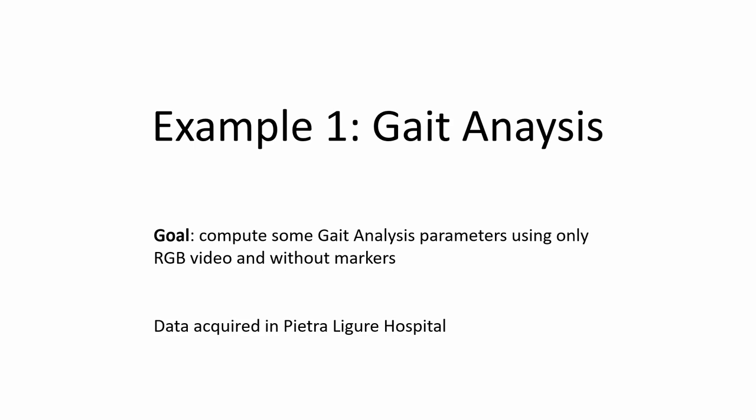So as I said before, we decided to use this type of architecture because for each case we wanted to know different points. So it's not like we want to know each time the pose of the person in the image, but we want to detect some specific points that allow us to do some specific analysis on the motion, depending on the case that we are studying. So the first case study is gait analysis.